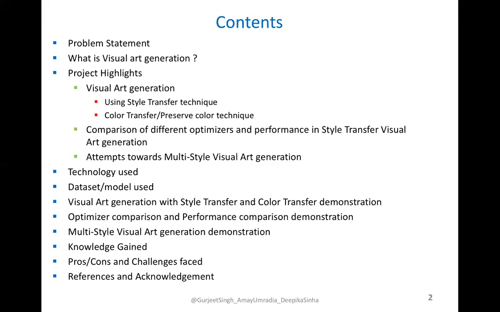The usage of datasets and models was quite interesting. While training on our input images, we used 82,000 images, and we used VGG16 and VGG19, the 16 and 19 layer models, for performing style loss and content loss for visual art generation. Lastly, we will show you the demo of all the techniques and the experiences, challenges, and knowledge gained during the whole process.